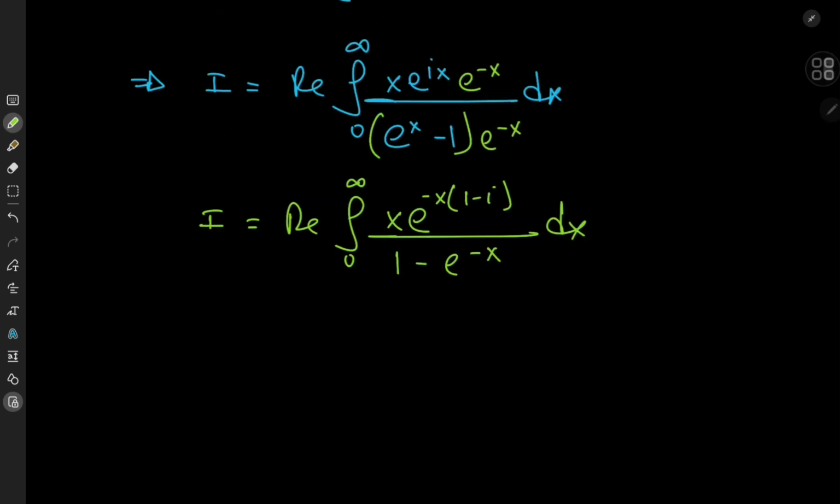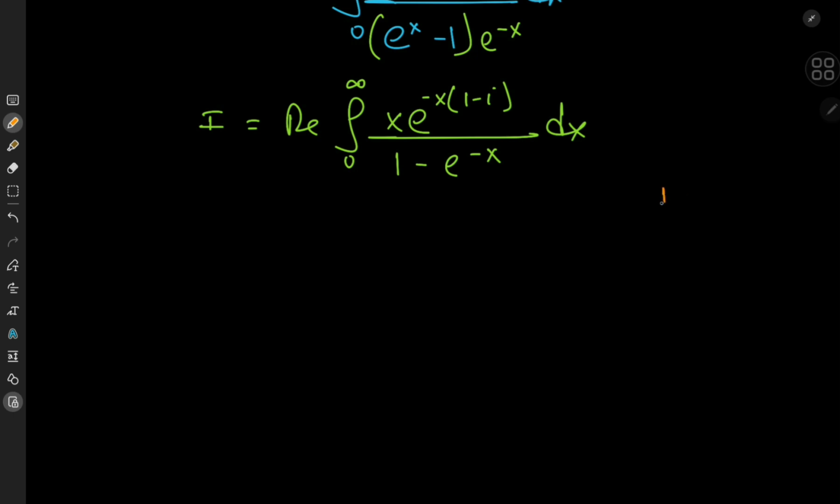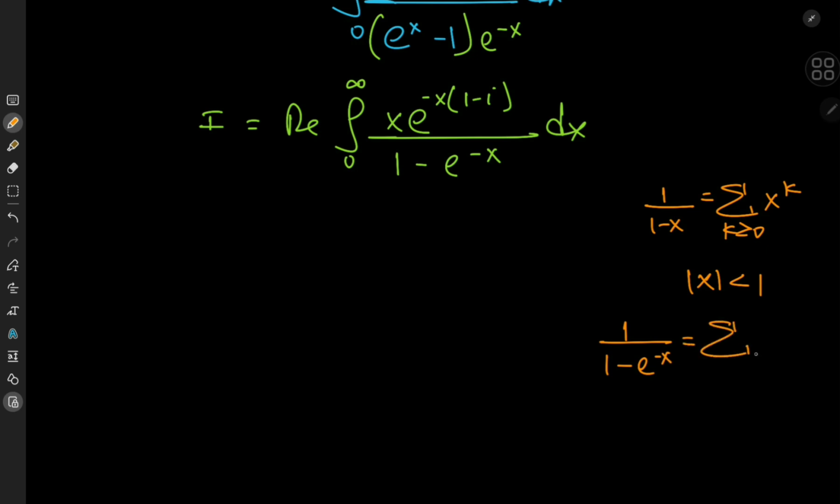And now we can use that geometric series arrangement I was talking about. Recall that the reciprocal of 1 minus x can be expanded as the sum over the non-negative integers k of x^k, provided that the absolute value of x is less than 1. In this case, we have 1 by 1 minus e^(-x), and e^(-x) is less than 1 on this interval of integration. So we have the sum over k of e^(-kx).